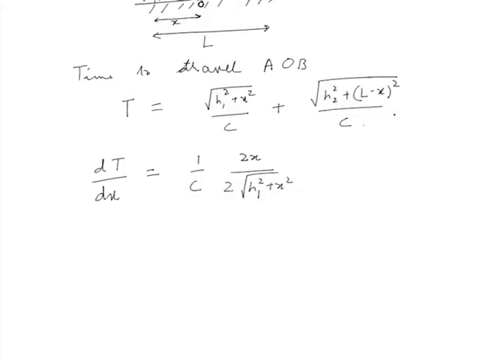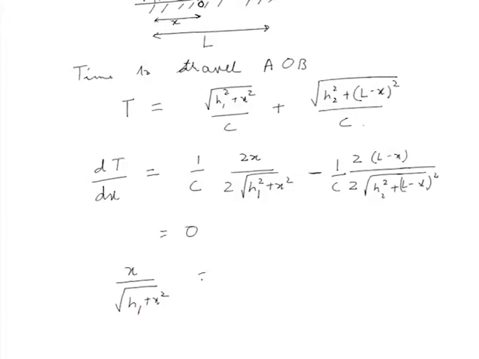What about the path OB? This is twice (L minus x), differentiating h2 squared plus (L minus x) whole squared and the square root of that, so that is twice (L minus x) over twice the square root of h2 squared plus (L minus x) squared. I have not taken the minus sign out, so I put a minus sign here, and there was a 1/c. When I say it is an extremum, I put this equal to 0, which immediately tells me that x over the square root of h1 squared plus x squared is equal to (L minus x) over the square root of h2 squared plus (L minus x) squared.